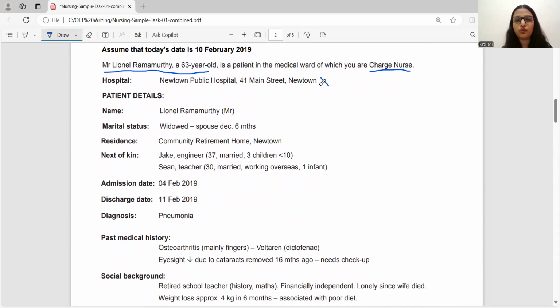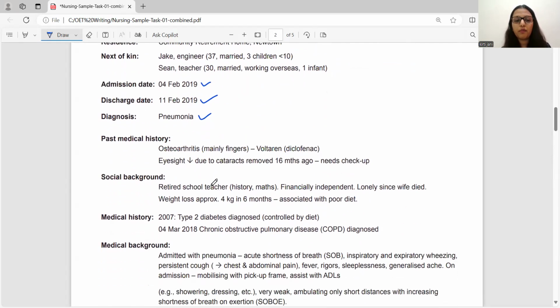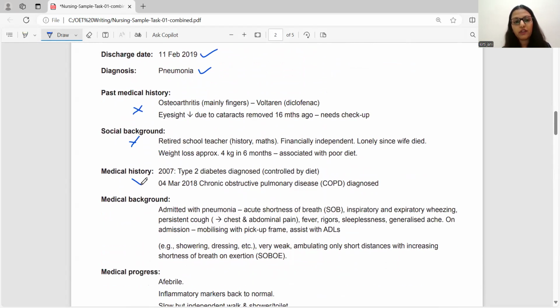Hospital, well, no, I'm not going to write my address. Here I have already mentioned. Now the reader is already known, so I will not need to write any marital status or residence. Nothing is important. Next of kin also the reader knows. I may write about patient's admission date, discharge date, patient's diagnosis. I don't need past medical history. I don't need any background, right? And I don't need any medical history as well. I believe that the reader is already known, so I won't write any of this information.